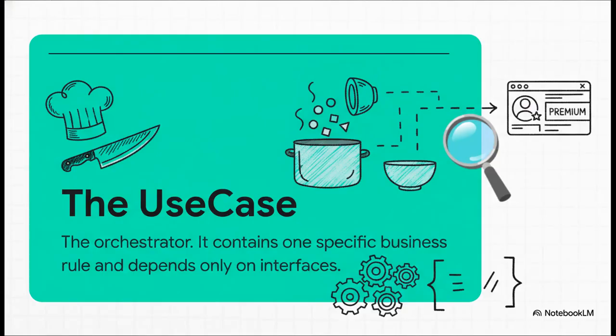And that brings us to the star of the show, the use case. My favorite analogy for this is a specialist chef. This chef does one thing and one thing only, but does it perfectly. A great example is upgrade user to premium.